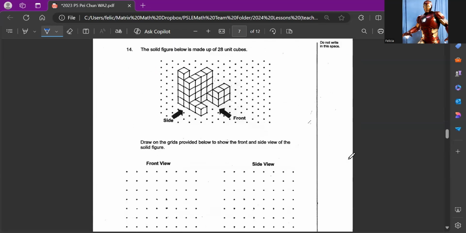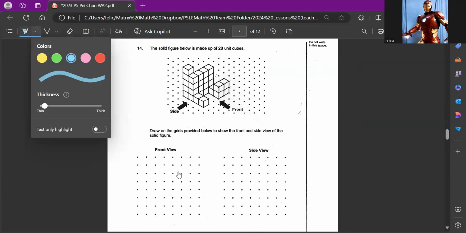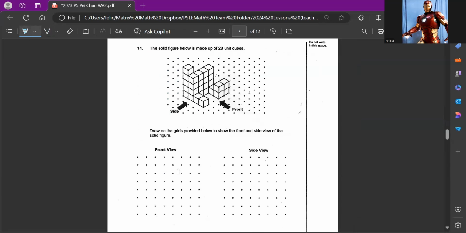Okay, question 14. So the solid figure is made up of 28 unit cubes, and you need to draw the front view and the side view. Okay, quite a bit to draw. So let's draw the front view first. All right, so I'm just going to highlight what constitutes the front view. All right, so your front view, you should have, okay, this one also.